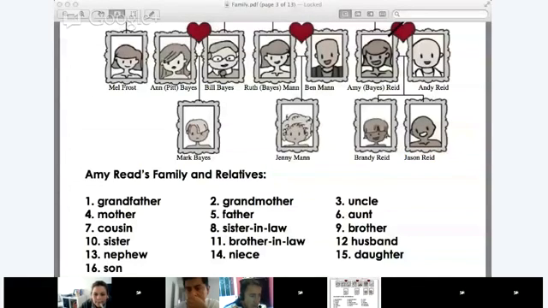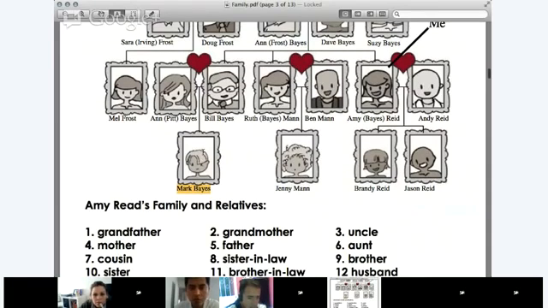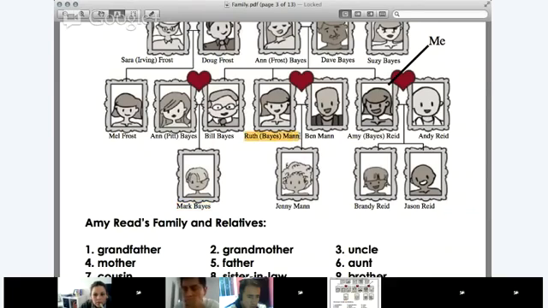That's a term we use for the sons and daughters of your aunt and uncle. All right, so who is the aunt of Mark? Who are his aunts? Ruth. And someone else. Amy. Good. And who are his uncles? Bill. And Ben. And someone else. Andy. Good.